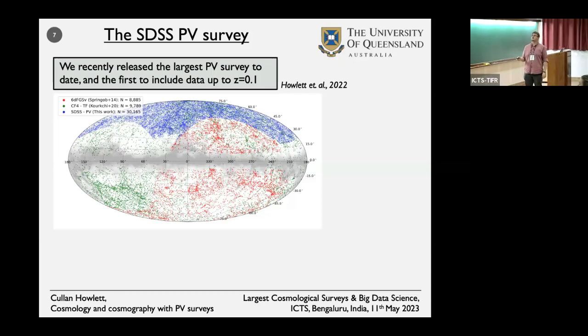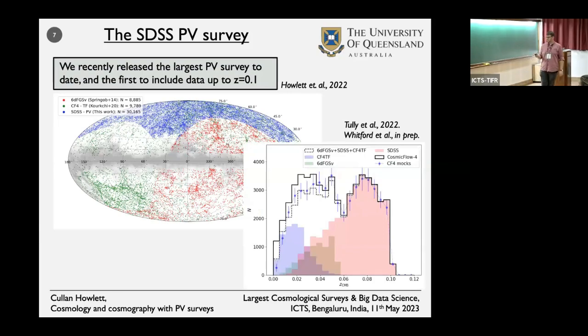Compared to previous data sets, the SDSS data is shown in the blue here at the top. It's mainly in the North Galactic Cap, but is much denser in sampling and has far more galaxies than previous surveys. And now, with all these data sets combined, we have quite a large number of peculiar velocity measurements that extend all the way out to redshift 0.1, particularly with this new SDSS catalog, which extends up to higher redshifts, and with samples like the Cosmic Flows 4 Tully-Fisher sample and 6dF, which fill in the lower redshift range where the distances are more accurate.